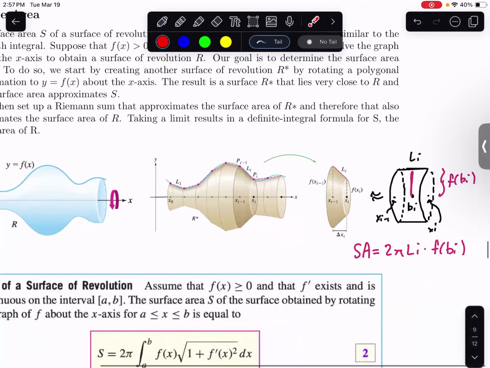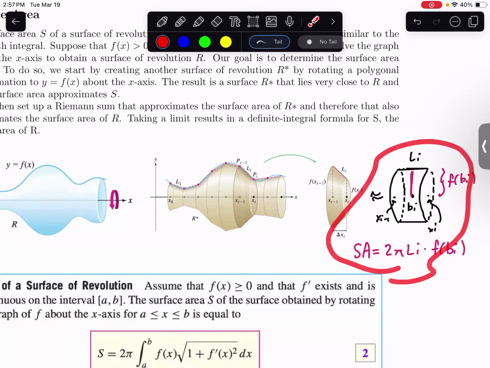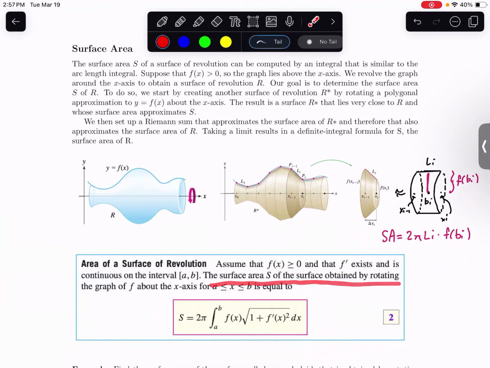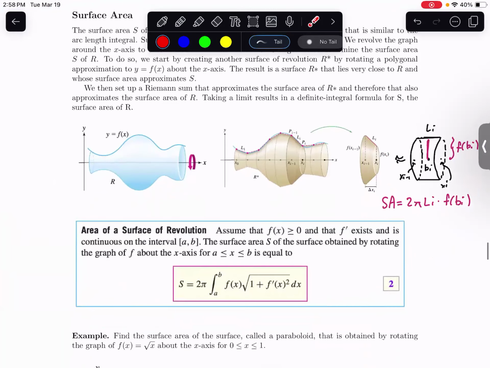I'm not going to ask you to ever derive this in your entire life, but it gives you an idea of where this equation comes from. The area of a surface of revolution: if we assume f of x is greater than or equal to 0, and f prime exists and is continuous on the interval from a to b, the surface area S of the surface obtained by rotating the graph of f about the x-axis when x is between a and b is given by the following formula.